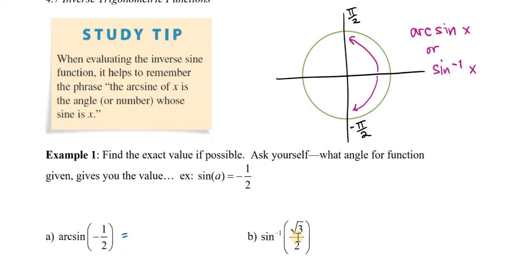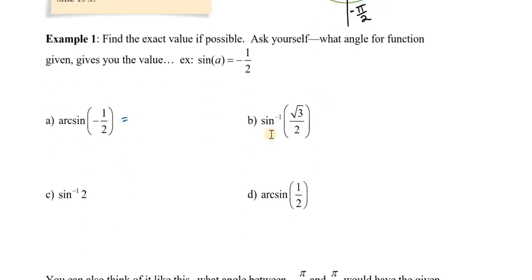All right, if you have to evaluate the inverse sine function, it helps to remember the phrase, the arcsine of x is the angle or number whose sine is x. So here we're going to try and find the exact values. Let's look at b first. So we're trying to find the inverse sine of root 3 over 2. What this means is that we're looking for the angle that when you take the sine of that angle, you get root 3 over 2.